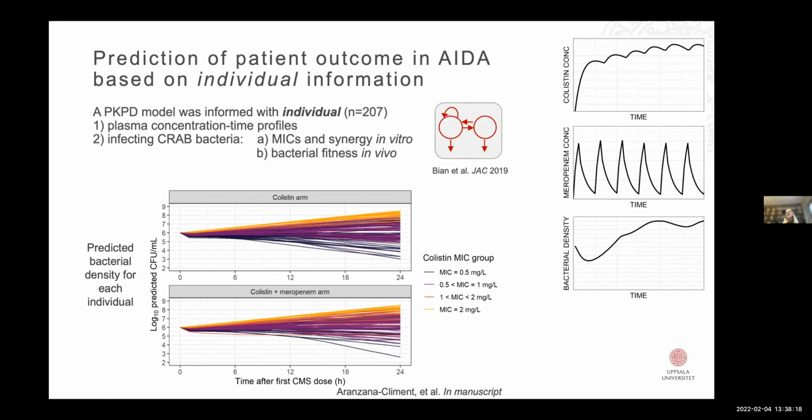So all this information has been included in an earlier developed PKPD model describing the growth and the killing of the bacteria. And by making use of all this individual information, we can see how the bacteria may grow or decline over time for each individual. And we took the last observation here, at the 24-hour value, and then correlated that to the probability of clinical failure.